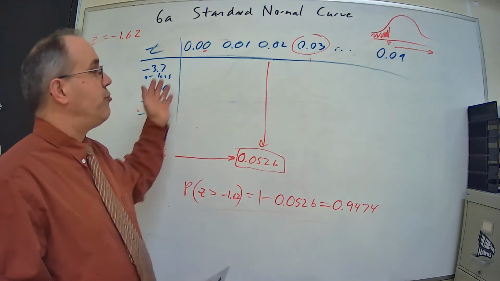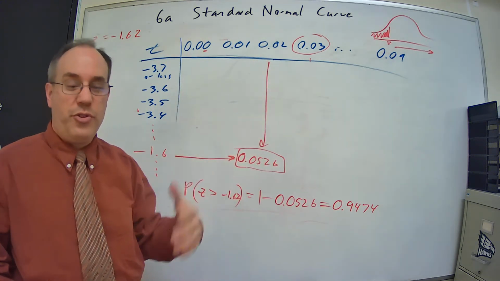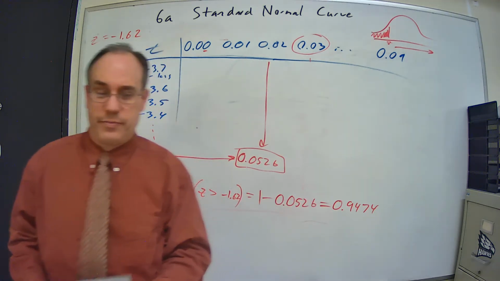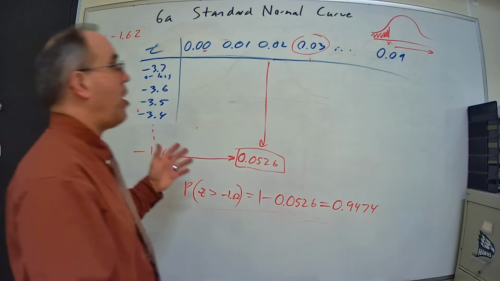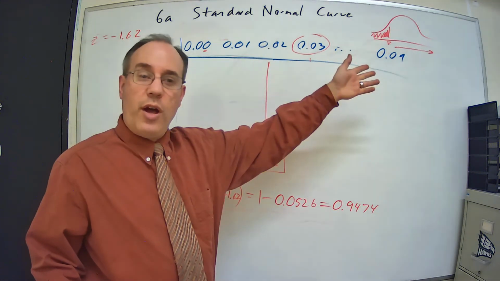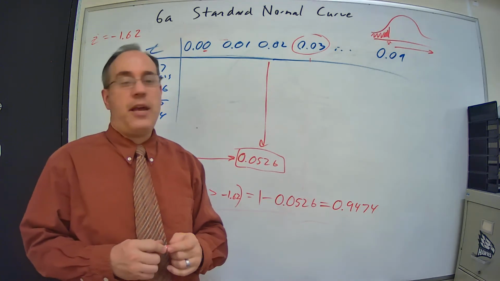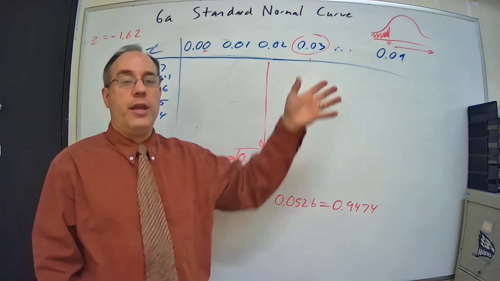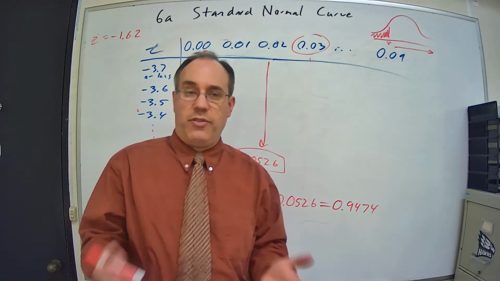Okay, so that's really handy for us to be able to do and to be able to use this table to do it. Remember, cumulative probabilities are always going to be between 0 and 1. And the area underneath the curve is always going to be between 0 and 1. This can only be used for finding a cumulative probability.